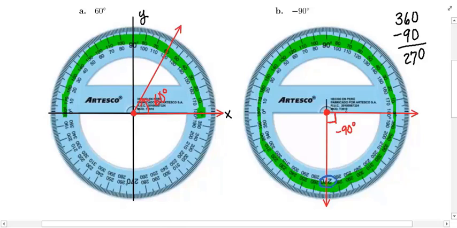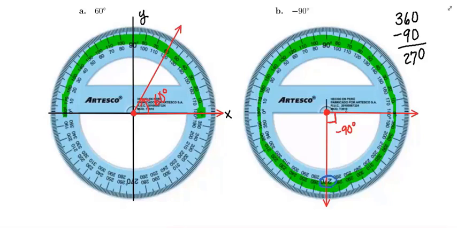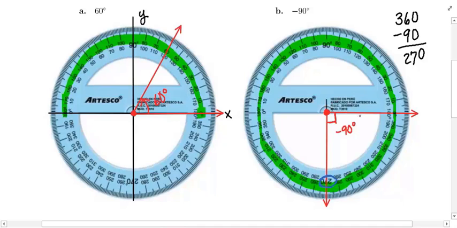Let me mention something here. Remember we talked about that term coterminal angles, okay? I don't know if you've noticed this yet or not, but in drawing any angle on a 360 degree protractor, you almost end up with two different angles, okay? So when we drew in this red angle, that was negative 90 degrees.